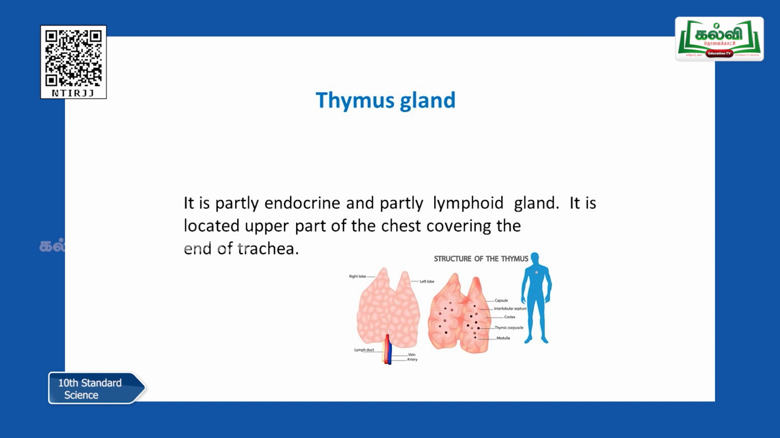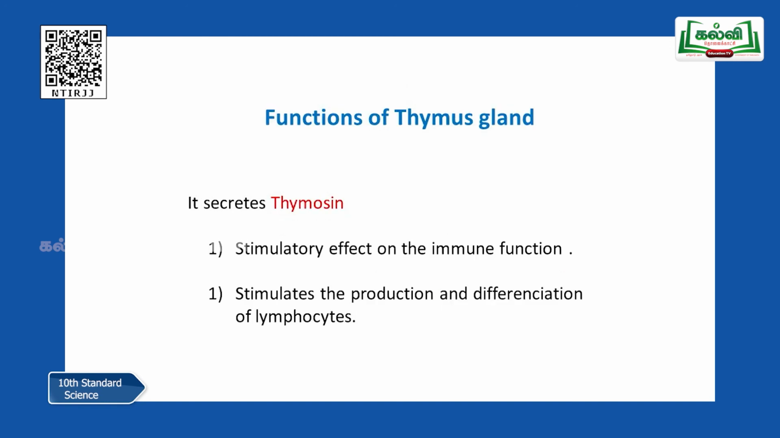Nowadays, with COVID-19, people talk about immunization and immunity power; those who have more immunity will not be affected by coronavirus. That is a fact. So you have to understand that immune function is very important, and it is the responsibility of the thymosin. The next function is stimulation of the differentiation of lymphocytes. Lymphocytes are blood cells. These are the important functions of the thymus gland.